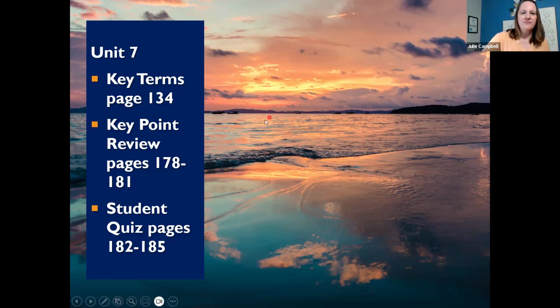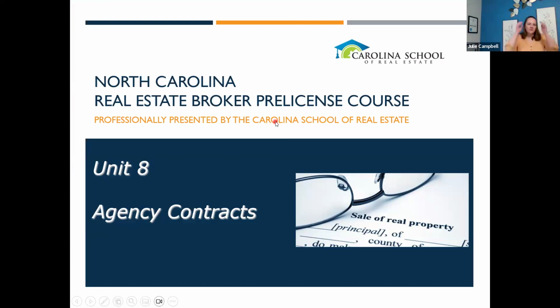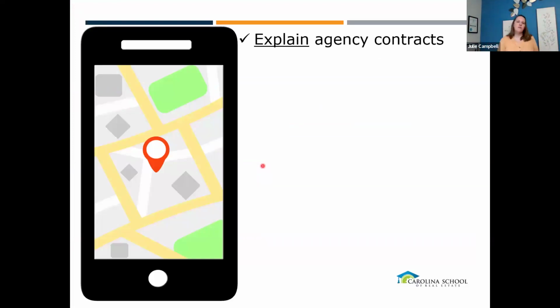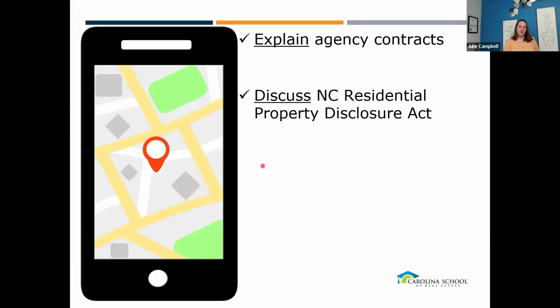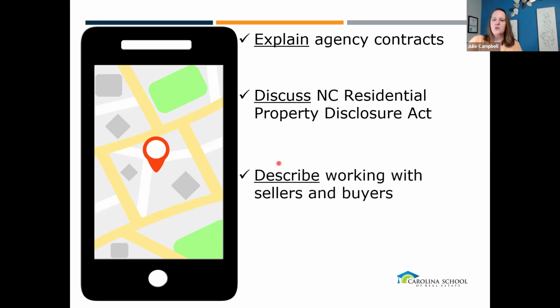All right. On we go. Unit 8, we're going to specifically get into our agency agreements. We're going to talk about working with sellers and buyers. So our roadmap, we're going to explain our agency contracts, our agency agreements. We're going to talk about something called the North Carolina Residential Property Disclosure Act. This is actually a seller act. They have a form that they have to provide. We're going to talk specifically about working with buyers and sellers.